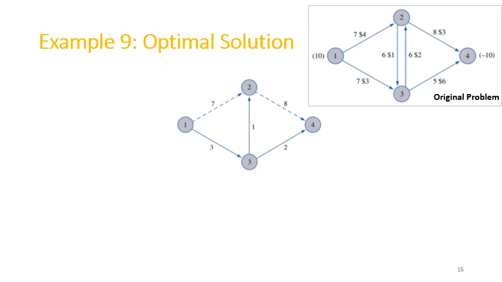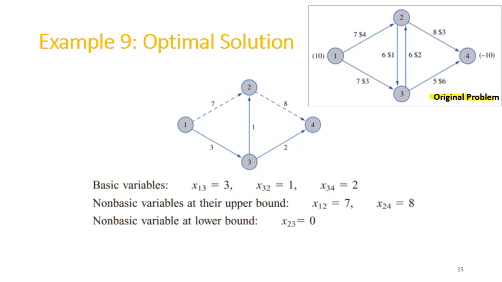So this is the original problem here, and this is the optimal solution. You can see that in this optimal solution, the basic variables are x13, x32, and x34, which are all drawn by the solid arcs. And then the non-basic variables at the upper bound are x12 with the dashed arc, and x24 also with the dashed arc. And then we also have the non-basic variable x23. So x23 is this arc. It is a non-basic variable because we flow nothing through that arc.